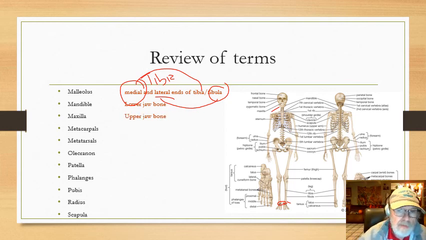The upper jawbone is called the maxilla. So that's the area just where the upper teeth would attach. So that would be called the maxilla. The upper jawbone would be the maxilla.